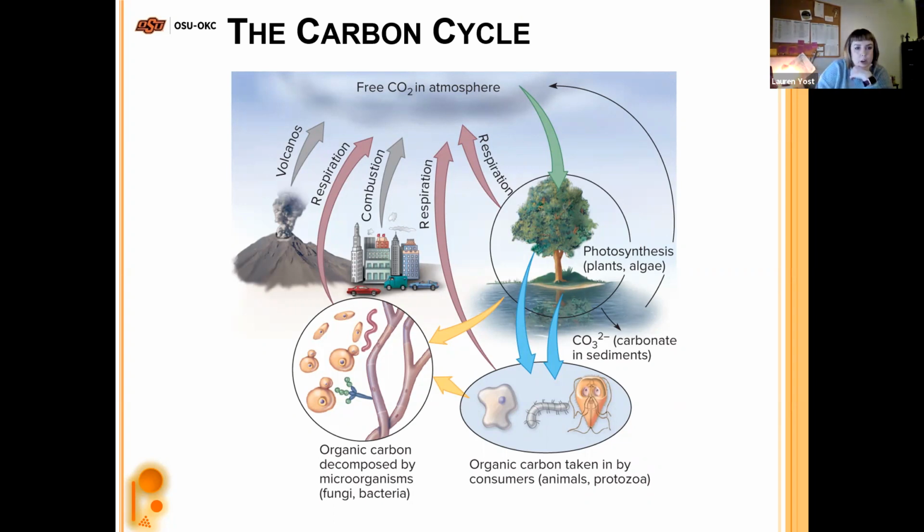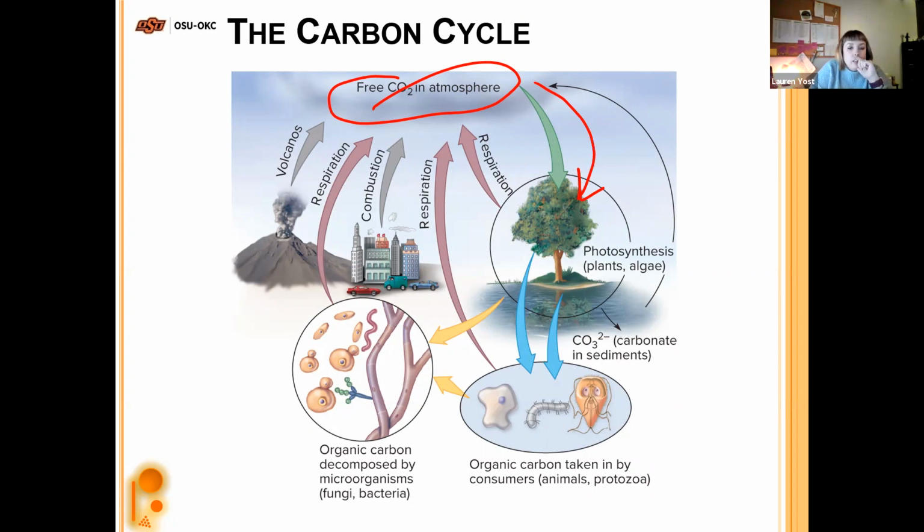We have free carbon dioxide in our atmosphere. The trees might use it and incorporate it into its sugars, into its cellulose, and whatever else, right? To form its own cells. So it's using that carbon from the atmosphere, carbon dioxide, okay?